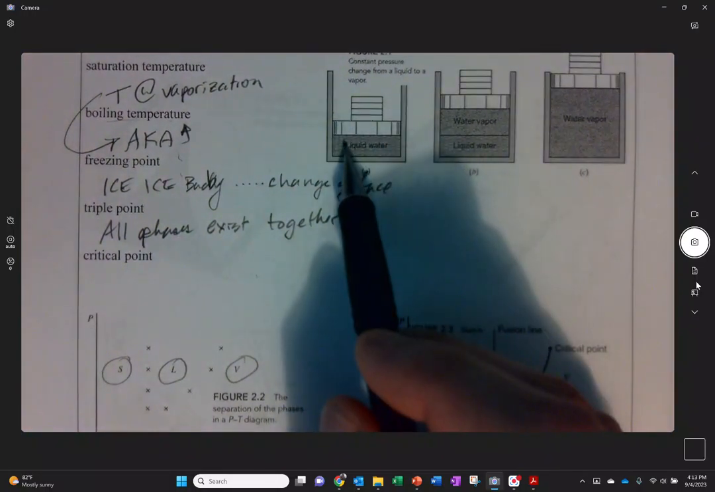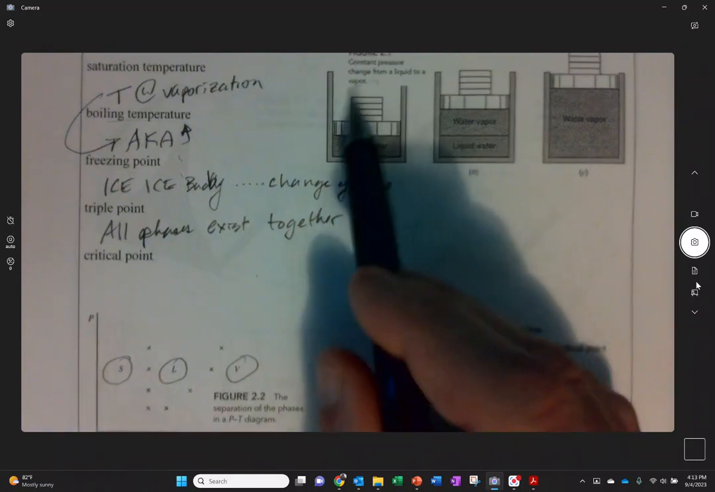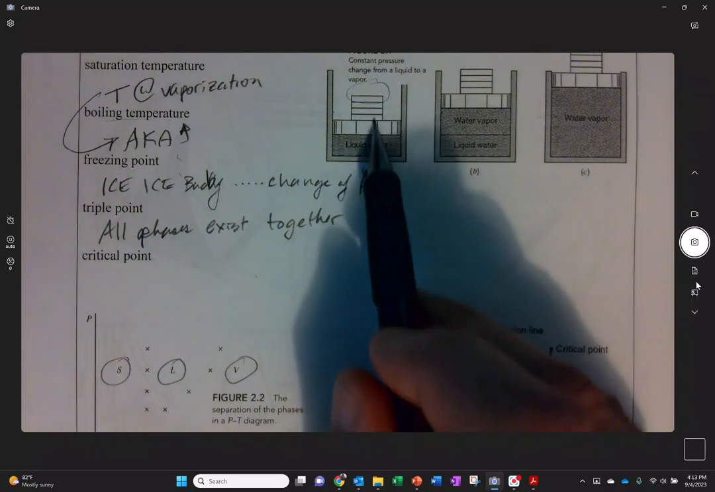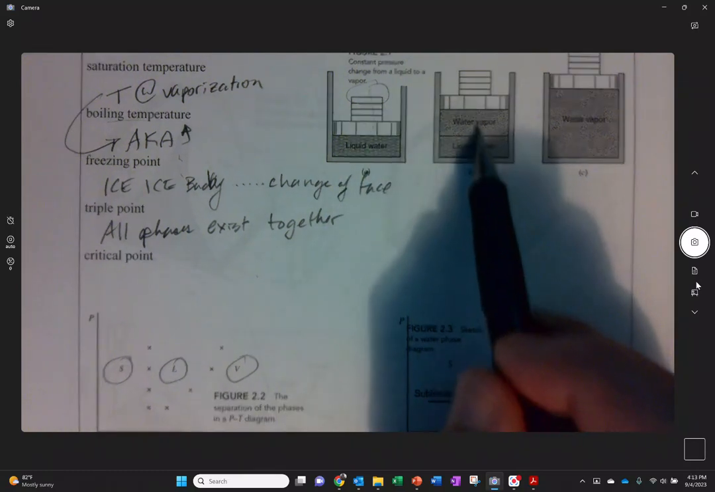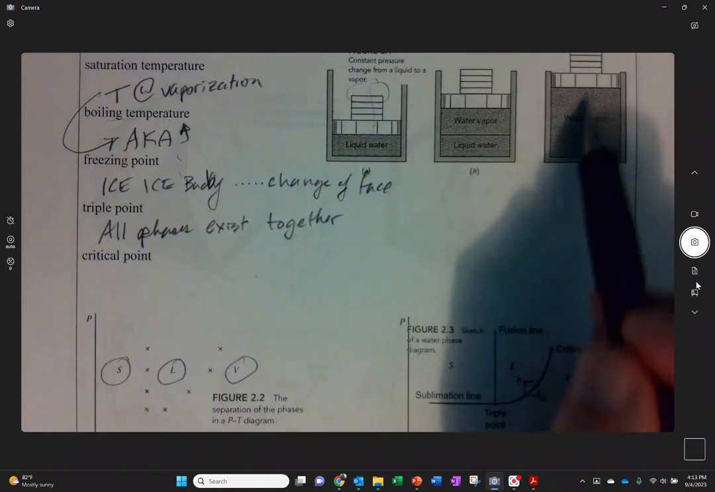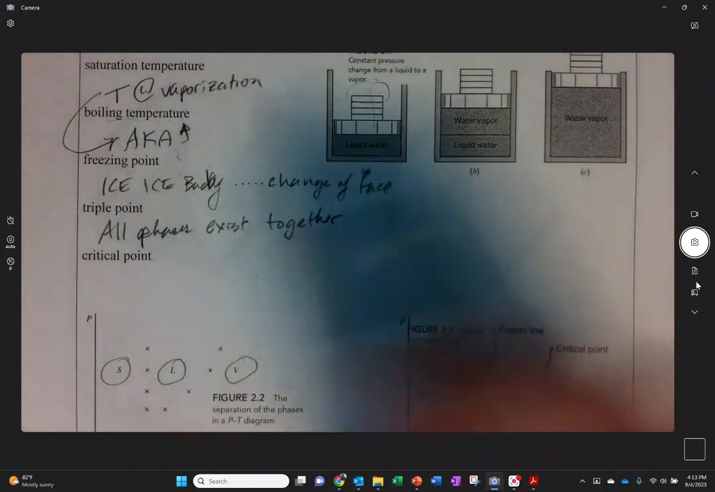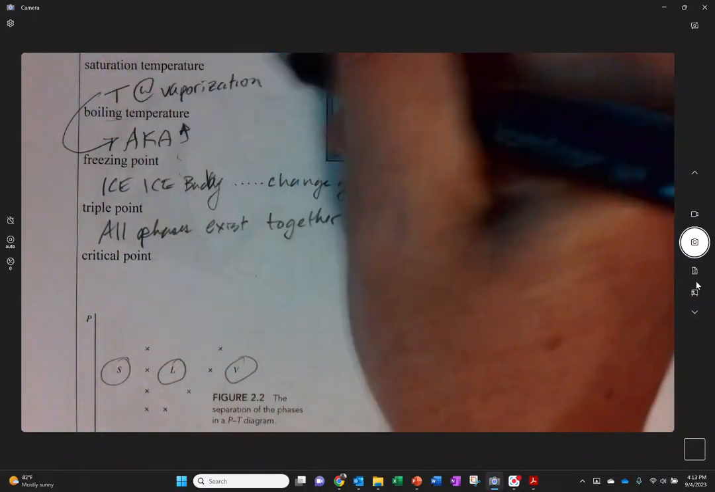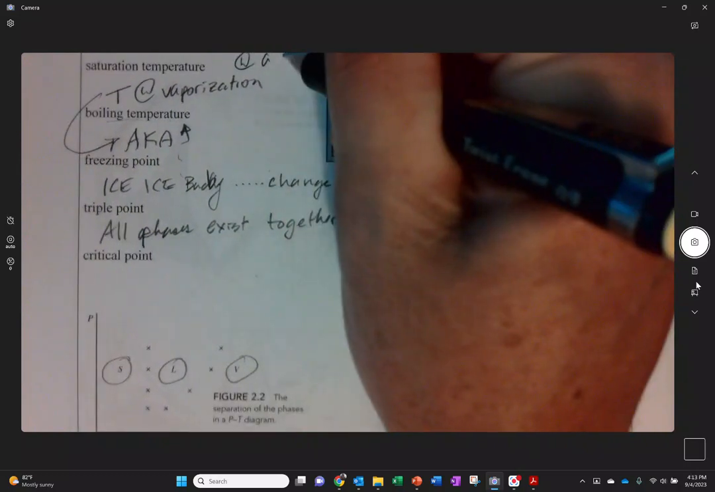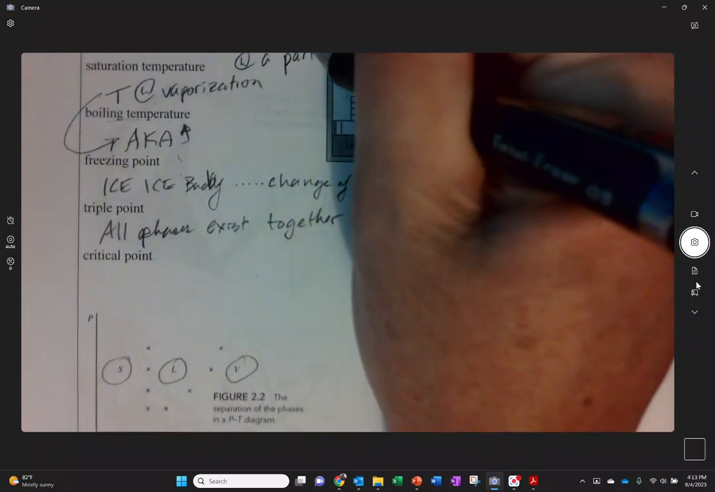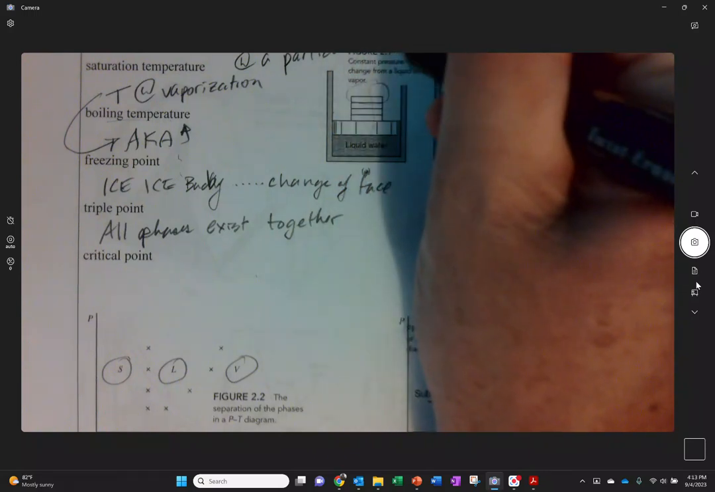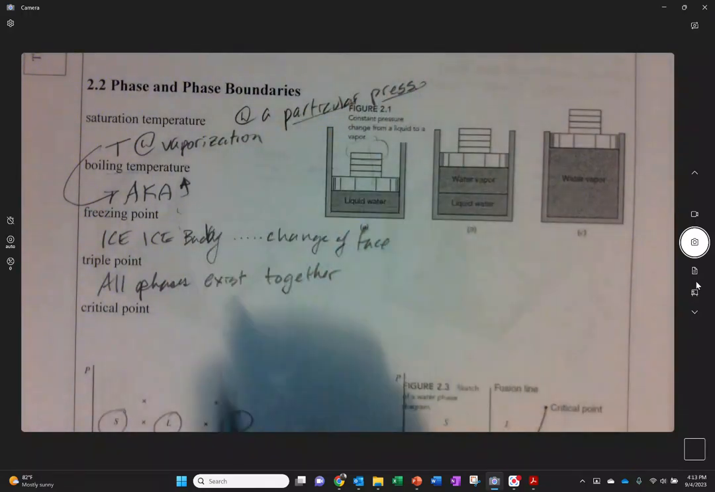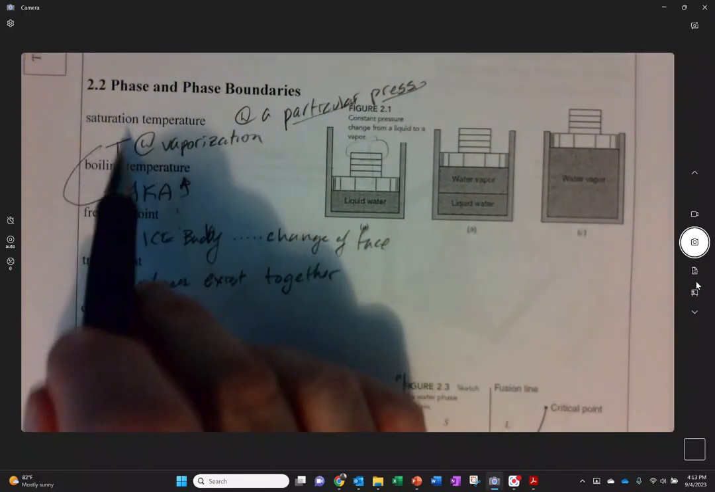We can remove the weights, and for whatever method we're trying, we can get the water vapor and the liquid to exist at the same time and keep removing the weights. So we're changing the pressure. Something I should have pointed out up here: it's the temperature at a particular pressure. So pressure and temperature, both of them matter to establish what this state is going to be.